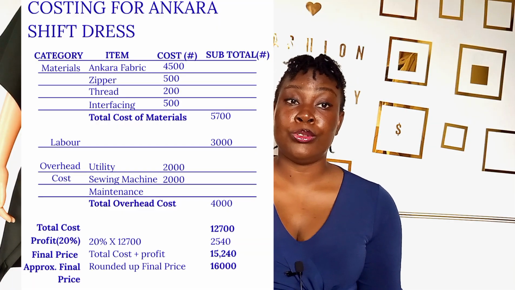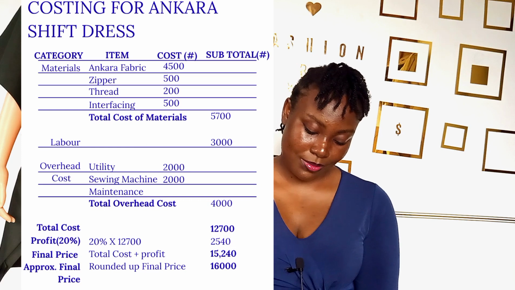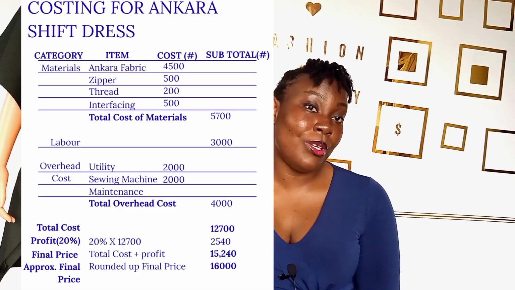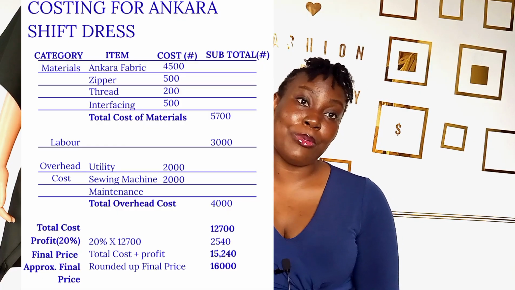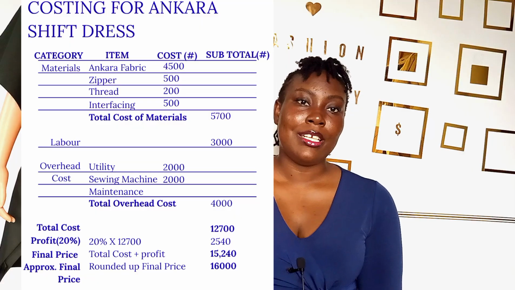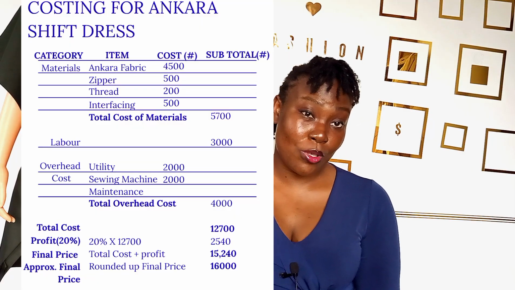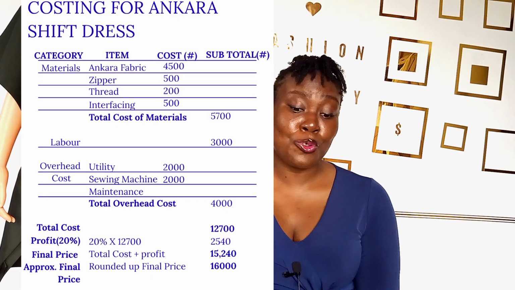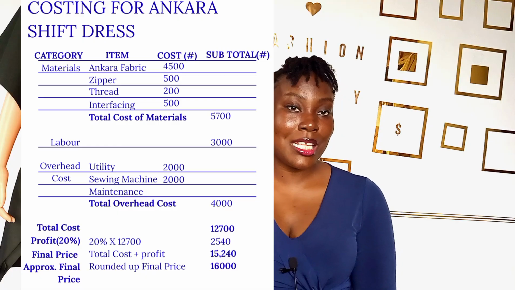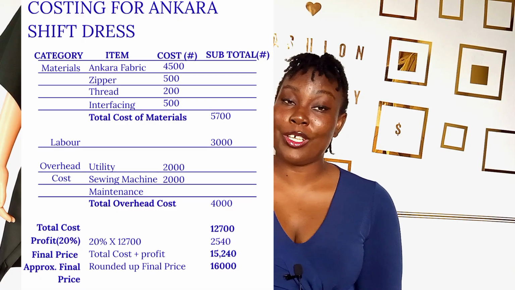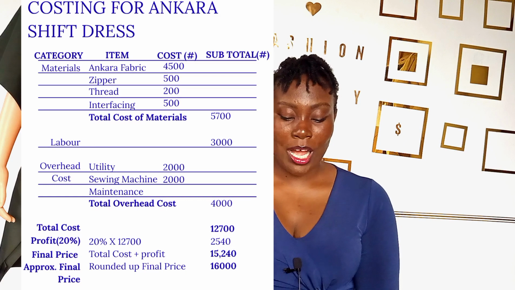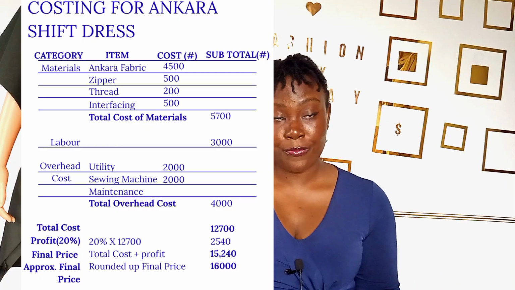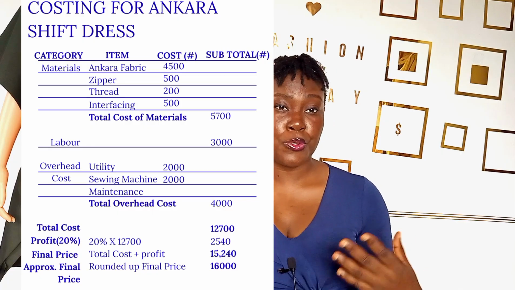To get the total price or the total cost, 5,700 for cost of materials plus 3,000 naira for labor. Let's say we are charging based on labor, or 3,000 naira based on time. So choose one, 3,000 naira. That's 8,700. Then overhead cost, that is 4,000 naira. That's 12,700. For the profit, we are going to be doing 20% profit margin. And 20% of 12,700 is 2,540 naira. So adding it to about 12,700, the final price is 15,240 naira. Final price is 15,240 naira.